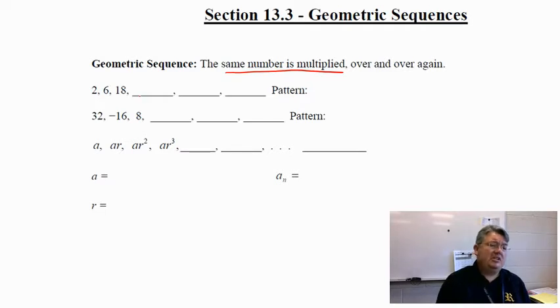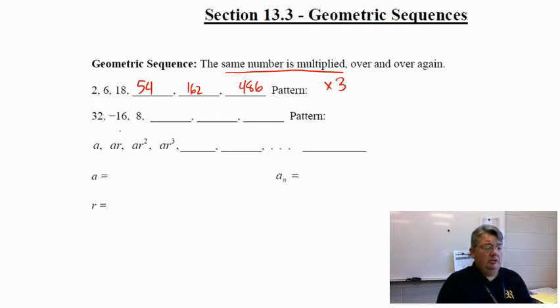2, 6, 18. These are multiplying by 3. So 18 times 3, I don't want to do that in my head right now. Sorry. 18 times 3 is 54. Times 3 is 162. Times 3 is 486. I'm pretty sure. Times 3, times 3. Yep. So the pattern here is they're multiplying by 3 to get each new term, right?